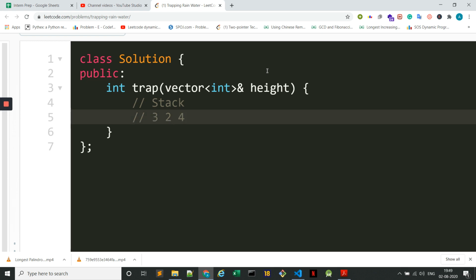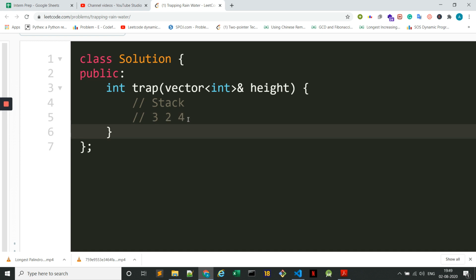Now, why am I doing this? If you notice, once I have the bound on the left hand side and the right hand side, then I am sure that the water can rise up to a maximum of the minimum of 3 comma 4, right? So if I have only these three, then I know that the water in the bar which is at a height 2 can go only up to the height of 3, right? So we will try to compute the left bound and the right bound for each and every element.